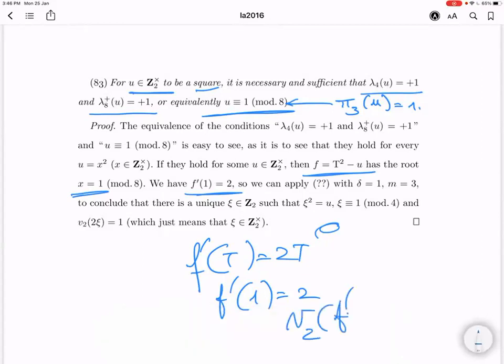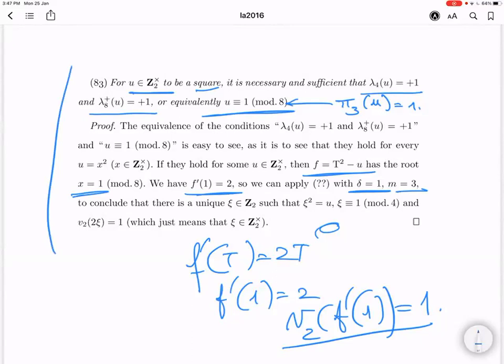V2 of f prime of 1 is equal to 1, right? So that was called delta in the lemma. Delta is equal to 1, m is equal to 3, and so on. You apply your Hensel's lemma, and you get this.